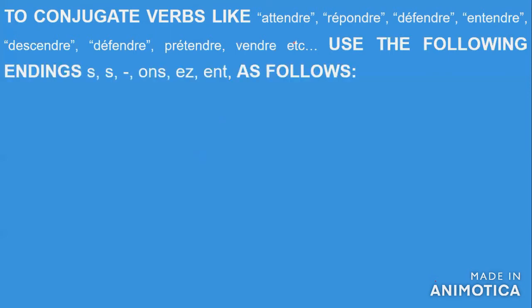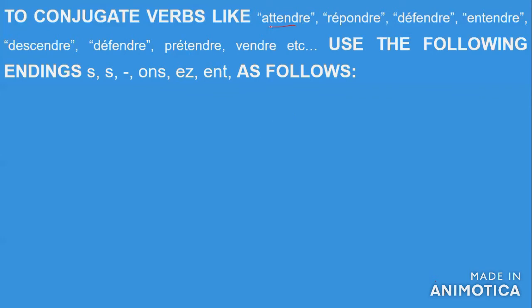Now, for this following verb, we have attendre, which means to wait, répondre, to answer, to respond, défendre, to defend, entendre, to hear, okay? Then descendre, to descend, prétendre, to pretend, and vendre, to sell. Okay, so now how am I going to conjugate these verbs.